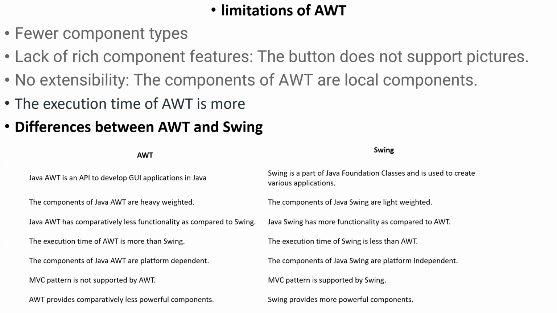Next, AWT does not support the MVC pattern, but Swings supports MVC. MVC means model view control. We'll see it in the next topic, as there is one topic about MVC. Next, AWT components are less powerful. Swings components are more powerful. So these are the limitations and differences between AWT and Swings.